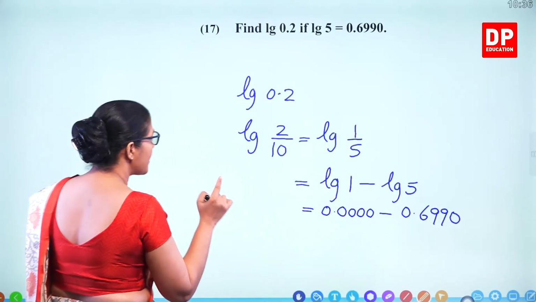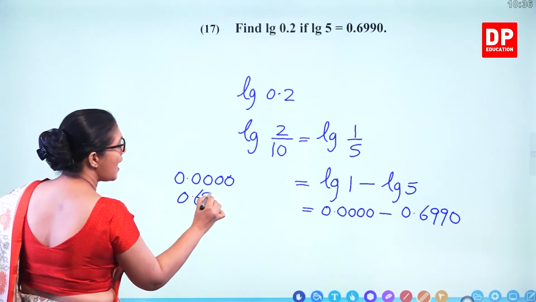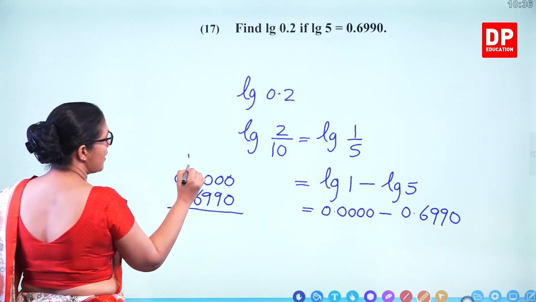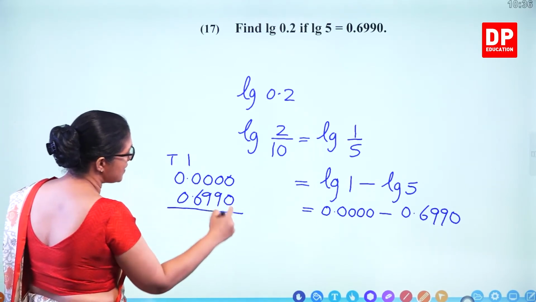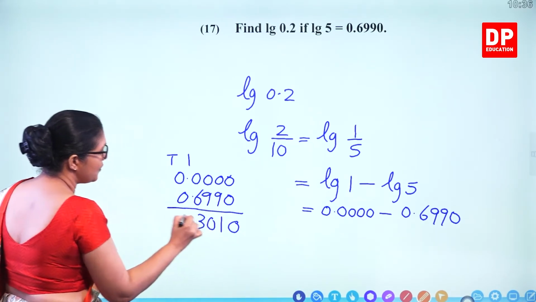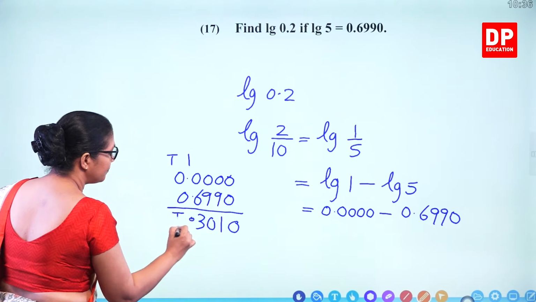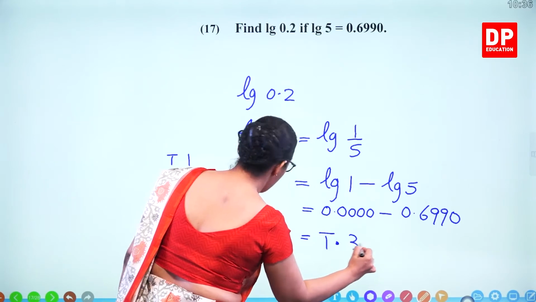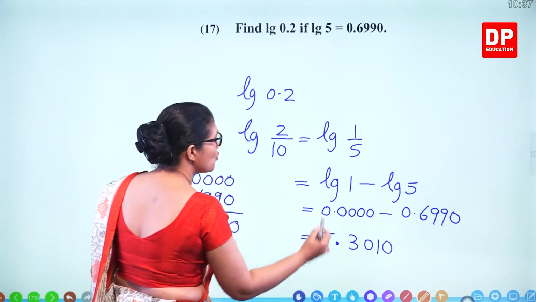So how do you subtract? From 0, we have to subtract 0.6990. You can't subtract, so you have to take 1. In order to get no difference, we put bar 1. Now 1 minus this is 3010. Then you get bar 1 here. So what's the answer? Bar 1.3010. So 2 marks for that.